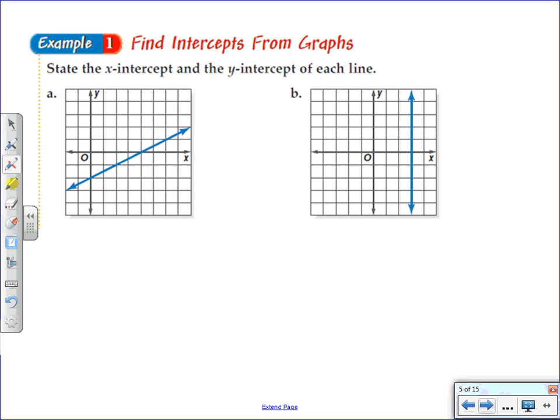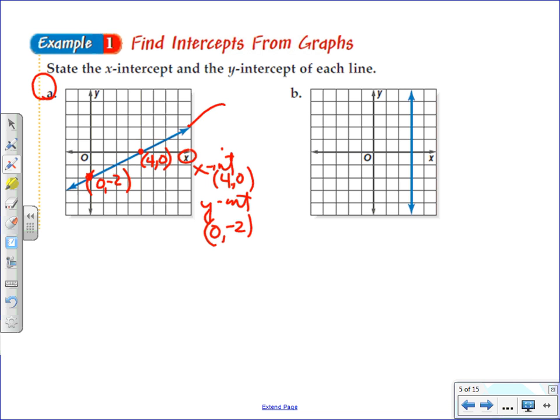All right. For problem A, the x-intercept is where it crosses the x-axis, and that's this point right here. And we could label that point. The x-intercept would be what? How far do we go over on the x-axis? That point is 4, and we don't go up or down, so the x-intercept is 4, 0. The y-intercept is where it crosses the y-axis, and that point is 0, -2. So there we found the intercepts for this line right here.